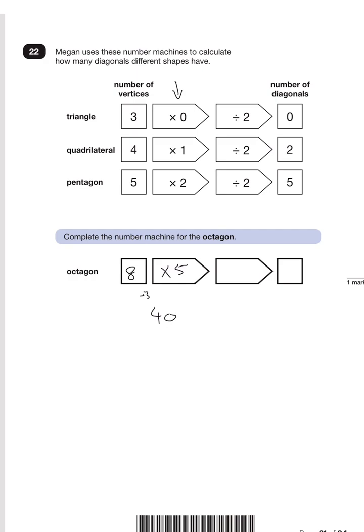The next one is all being divided by 2. So divided by 2. 40 divided by 2 is 20. So that would be my answer.